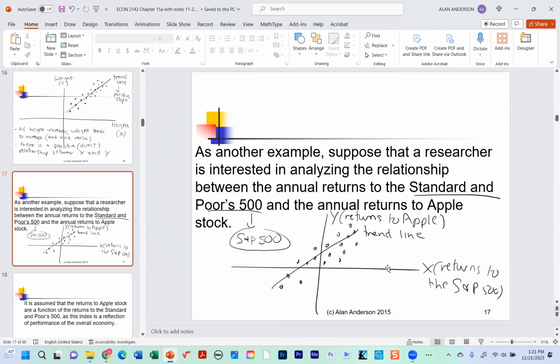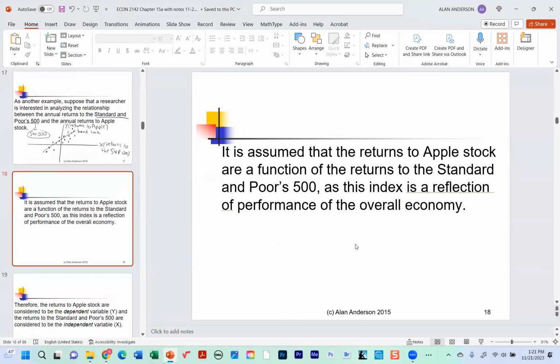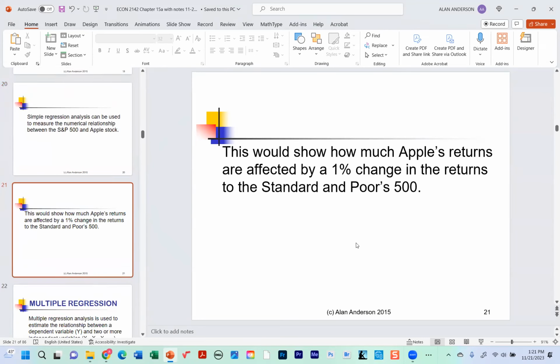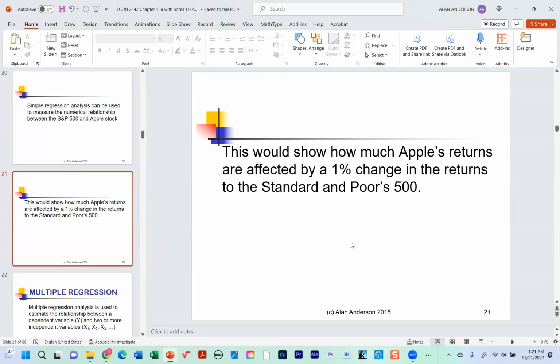Also, if you notice this time, because these are returns, they can be negative. So the points now are not restricted to the first quadrant. That's why they can go all the way down here. So when you have both positive and negative values, you end up with something like this. Ultimately, when you get your final results, you'll be able to tell what percent change in the returns to the S&P 500 will affect the returns to Apple.